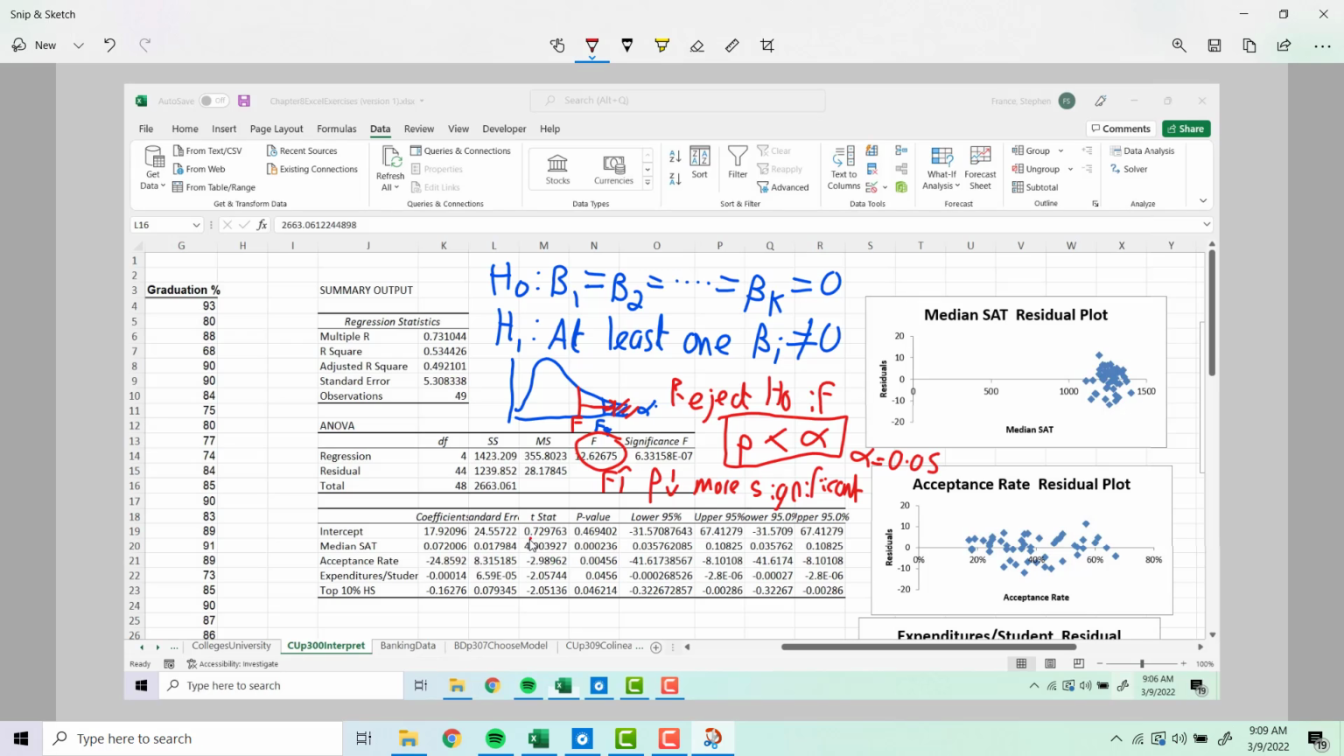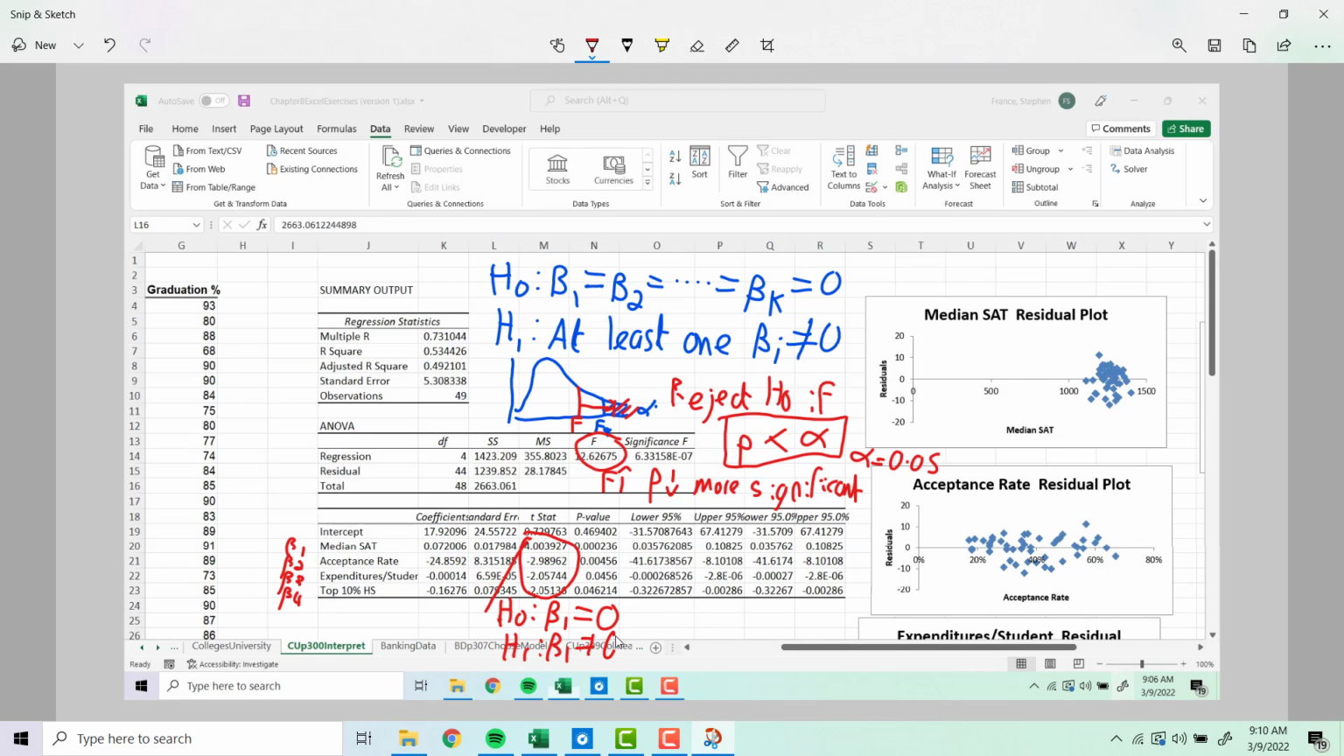Now also, for all my beta i's, we have the individual t-tests. So we'll have a t-test here. If this was, say, beta 1, beta 2, beta 3, and beta 4, we would say, for example, reject H0. We'd have H0: beta 1 equals 0.